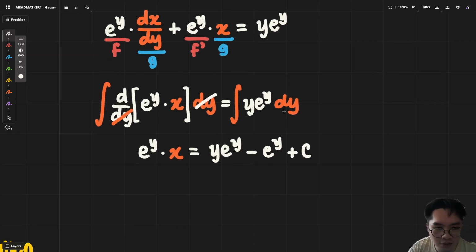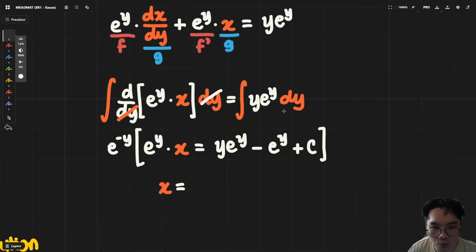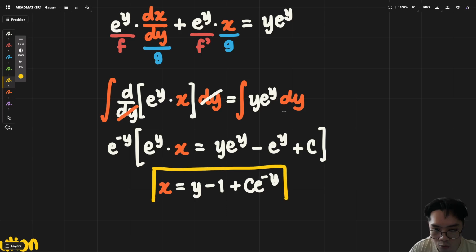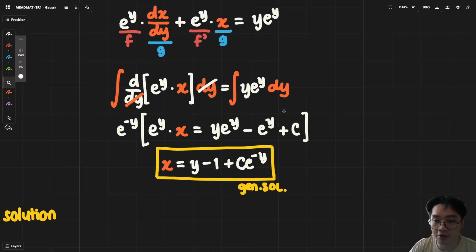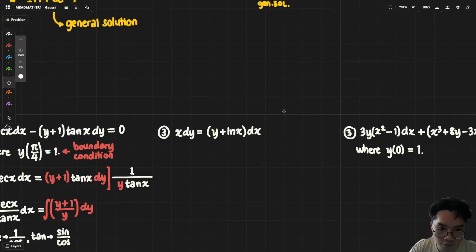And, of course, we need to divide everything by e raised to y, or just multiply everything by e raised to negative y. We will now have x is equal to y minus 1 plus c times e raised to negative y. And that is it. That is your general solution. Again, general solutions are present when we see a c, right? When we literally see any other variables, any other coefficients that are unsolved.